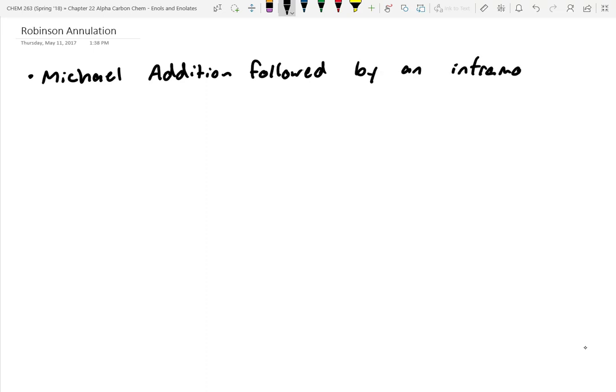Followed by an intramolecular aldol condensation. I'm not super big into the names, but I do use the names a lot, so I want you to know. The most important thing to me is understanding why we're pushing arrows the way we are. So let's start with the first one.